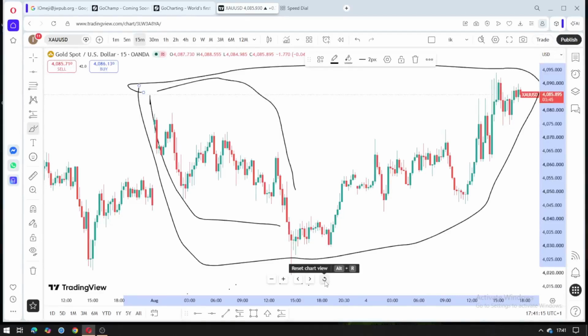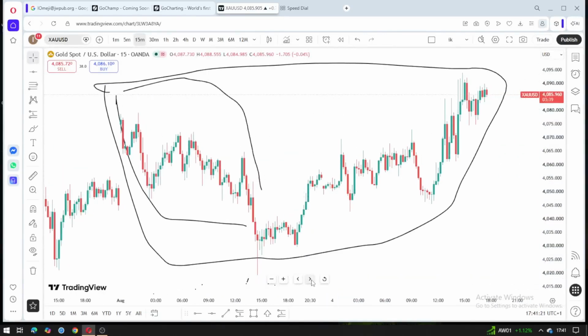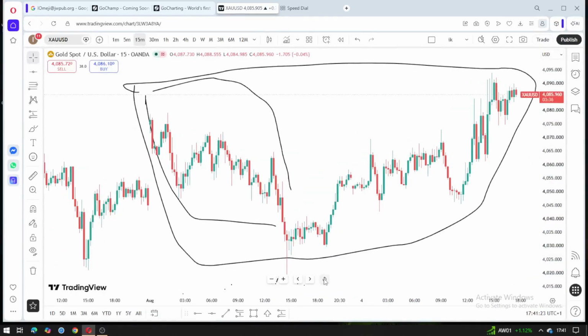Okay, so you guys pay attention attentively as we get started. So this is what we're supposed to have right now. Now, for you to start marking support and resistance, you are supposed to zoom. Is it zoom in or zoom out? Zoom out. So you are going to try to zoom out by clicking on the zoom button 3 times.